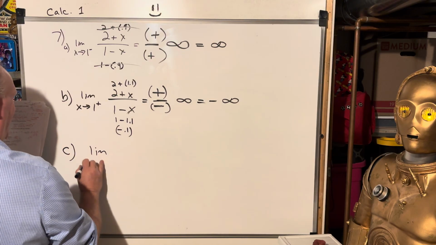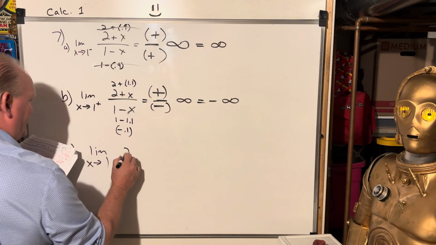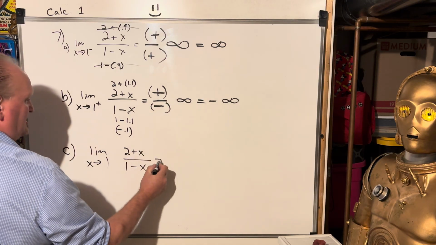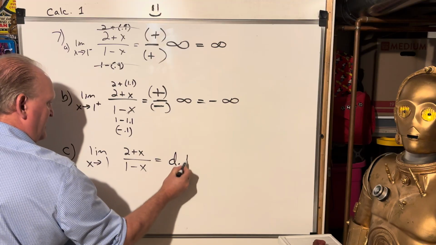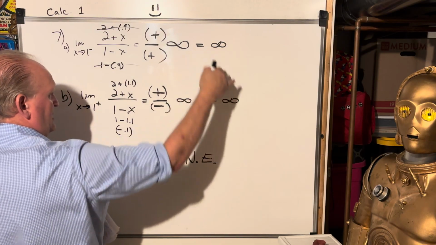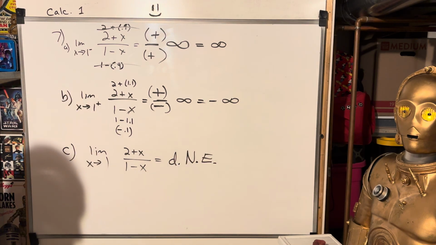So the limit as x just approaches 1, no left hand or right hand, of (2 plus x) over (1 minus x), the answer is it does not exist because the left hand limit and the right hand limit disagree. They do not match. One is going down forever, one's going up forever.